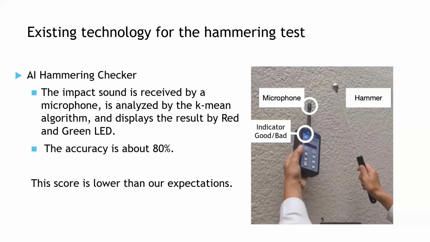I will introduce the existing hammering test support tool. This picture shows our hammering checker. The impact sound is received by a microphone, analyzed by the gaming algorithm, and the results are displayed by red and green LED. The accuracy is about 80%. This score is lower than our expectations.